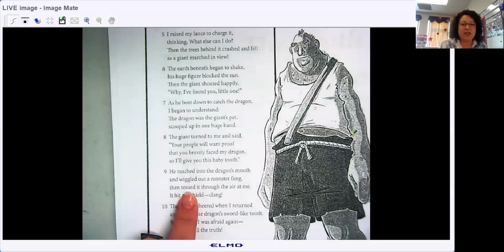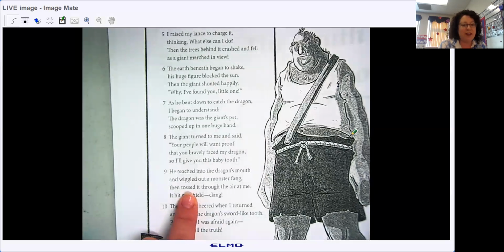9. He reached into the dragon's mouth and wiggled out a monster fang.